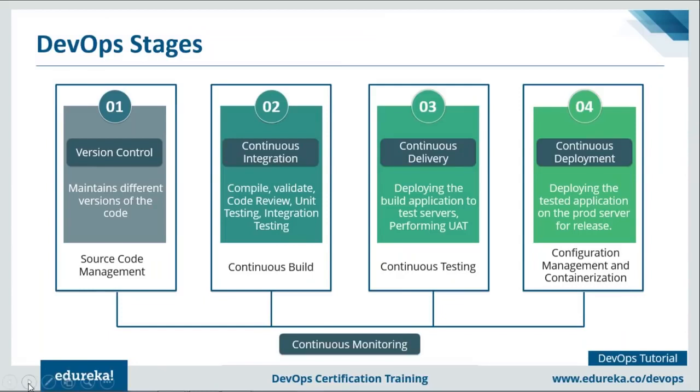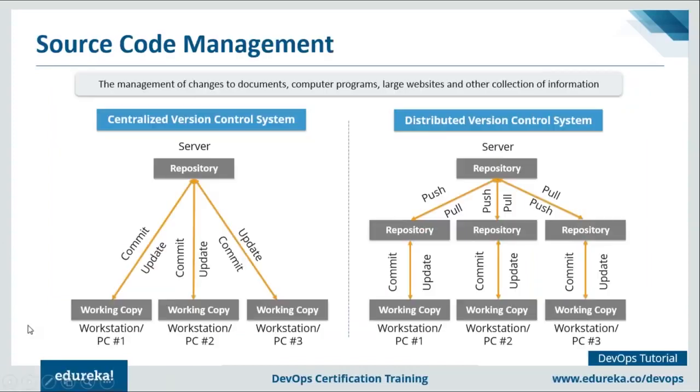We are going to discuss each of these stages one by one, starting from source code management, also called version control. Now, what happens in source code management? There are two types of source code management approaches. One is called centralized version control, and another one is called distributed version control. Now imagine there are multiple developers writing code for an application. If some bug is introduced, how will we know which commit has caused that error, and how will I revert back to the previous version of the code? In order to solve these issues, source code management tools were introduced.